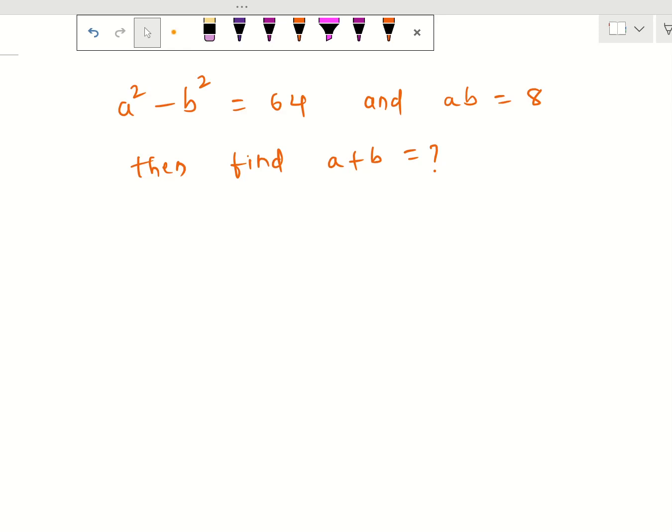To this math problem. Here in this question it is given a square minus b square is equal to 64 and a into b is equal to 8. Then we need to find the value of a plus b. So let's see the solution of this question.